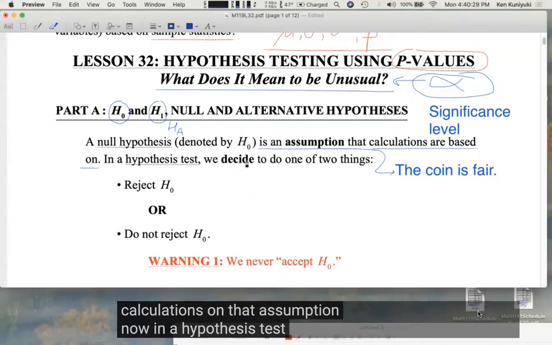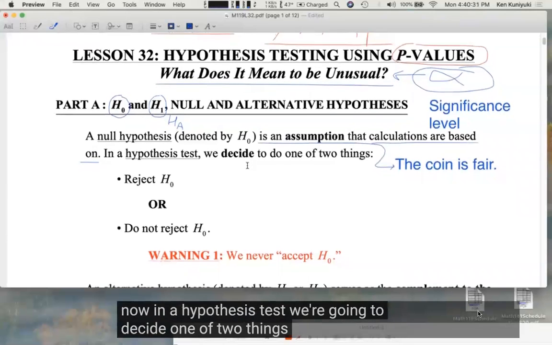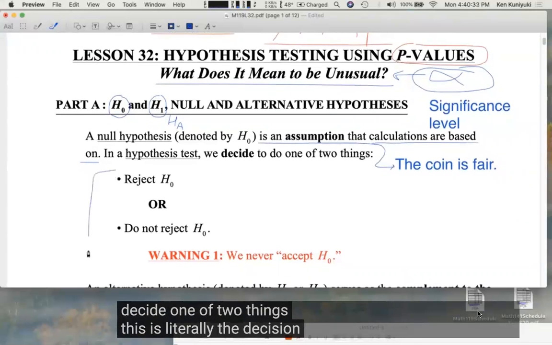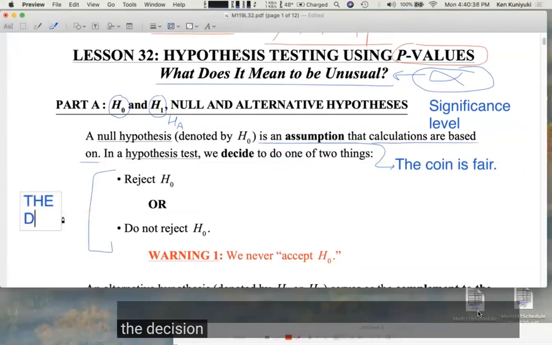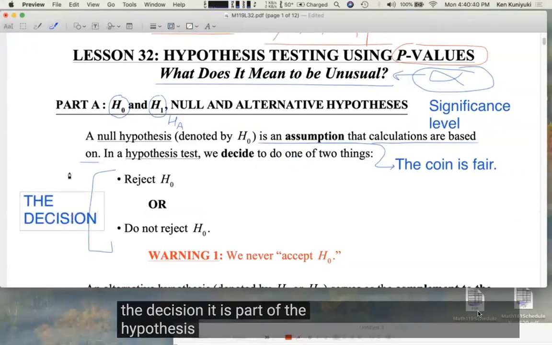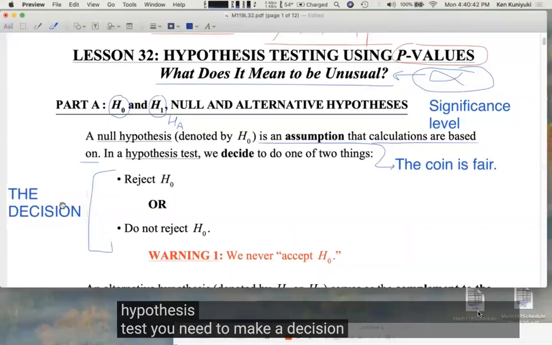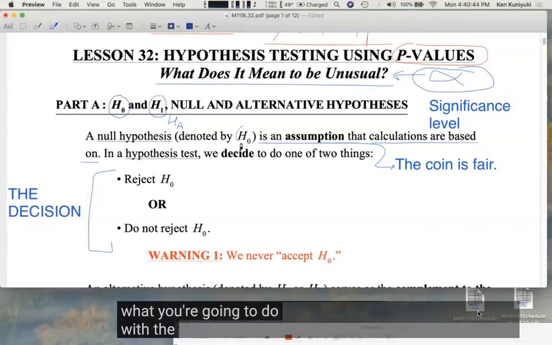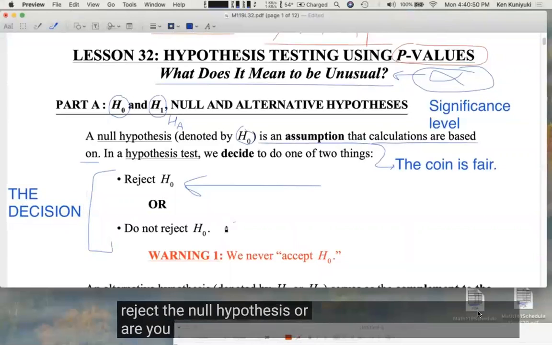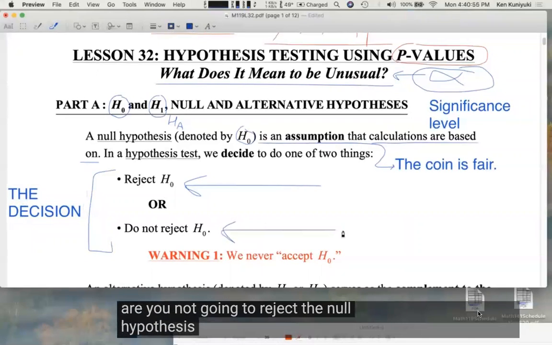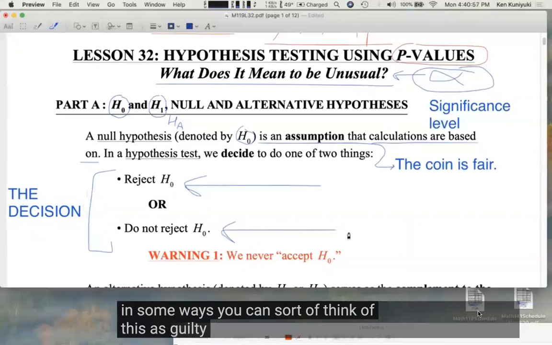Now, in a hypothesis test, we're going to decide one of 2 things. This is literally the decision. It is part of the hypothesis test. You need to make a decision as to what you're going to do with the null hypothesis. Are you going to reject the null hypothesis, or are you not going to reject the null hypothesis? In some ways, you can think of this as guilty versus not guilty in a jury trial. We'll talk more about that.